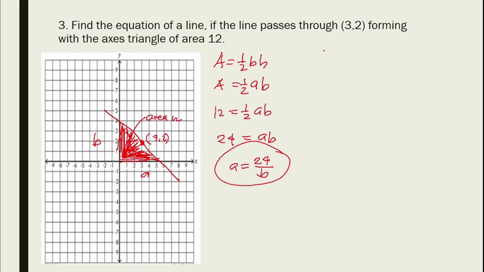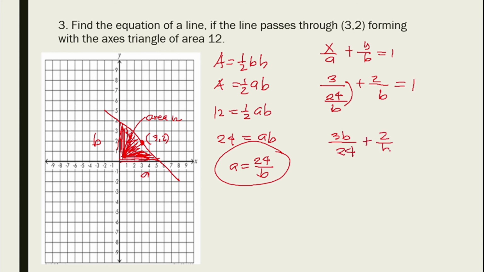So therefore, by the use of the formula x over A plus y over B is equal to 1, and it passes through (3, 2), we have 3 over our A, which is 24 over B, plus our y, which is 2 over B, equals 1. Next we take the reciprocal of this part. So this will become 3B over 24 plus 2 over B equals 1.